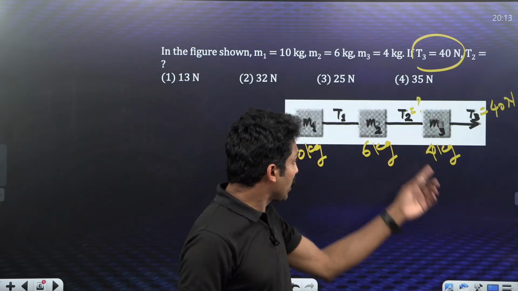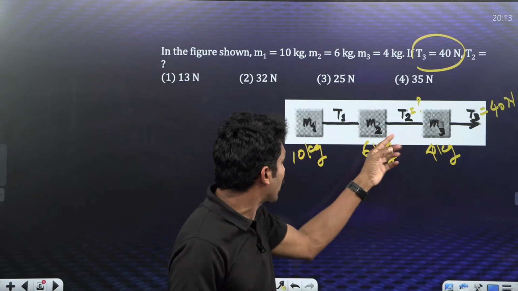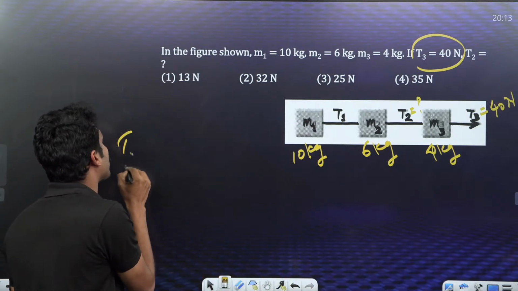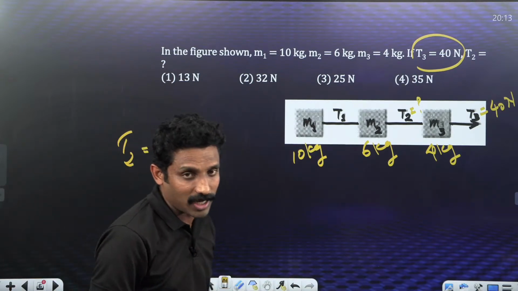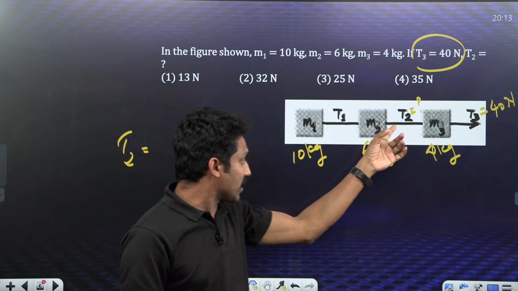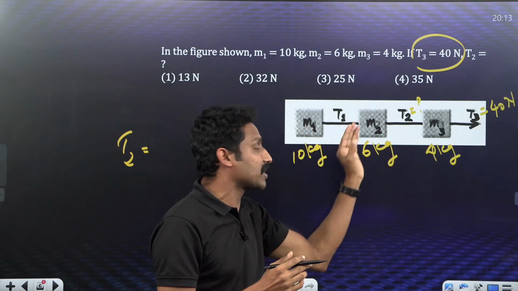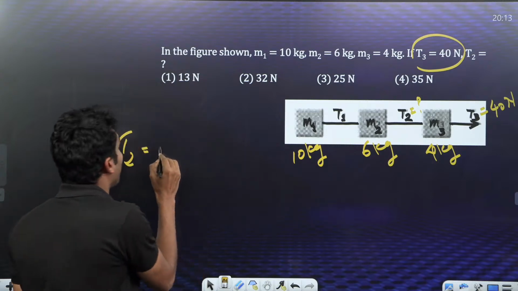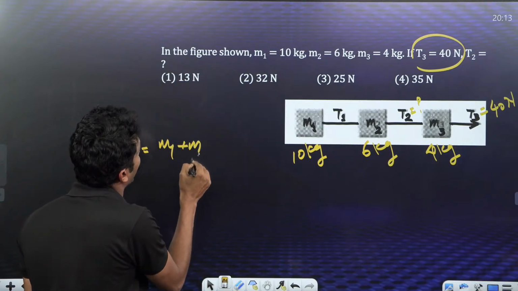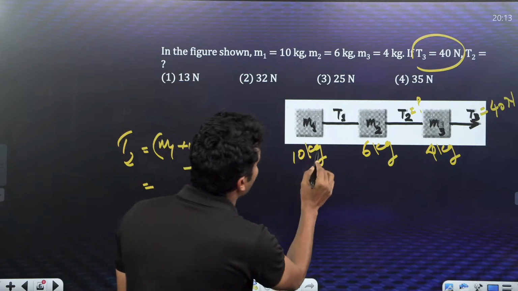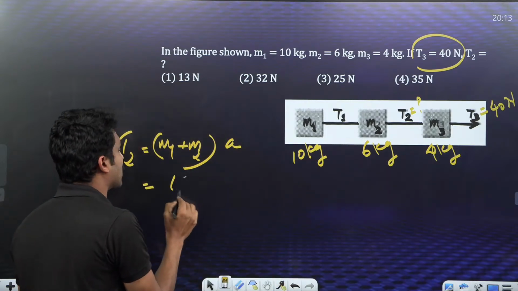Actually, this force is responsible for the acceleration of these two blocks. Clear? So we can write that T2 is equal to MA, total mass into acceleration. This force is accelerating these two blocks together. So the total mass here is M1 plus M2 in the case of T2, M1 plus M2 into the acceleration of the system. Clear? M1 plus M2 is 10 plus 6, that is 16.